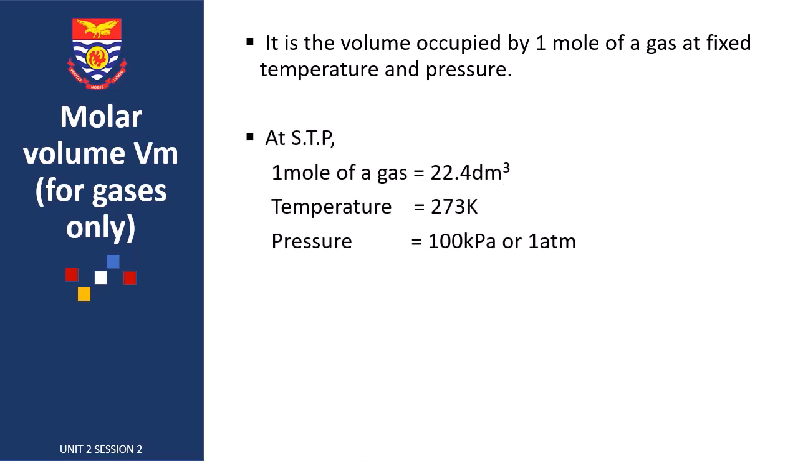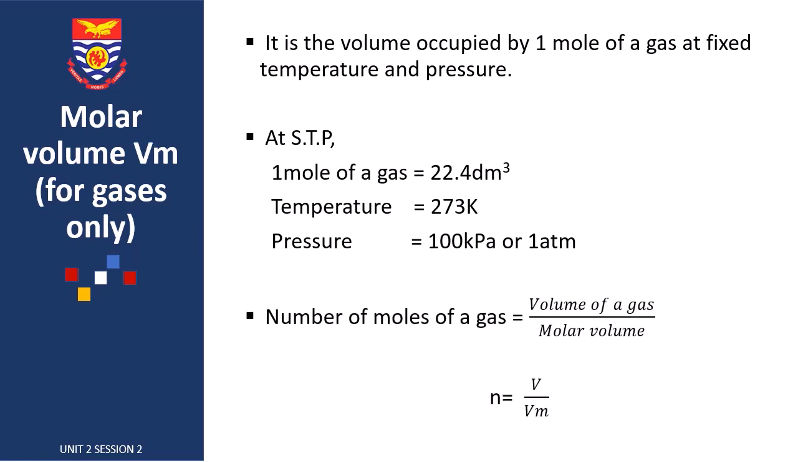At standard conditions of temperature and pressure, 1 mole of a gas would occupy approximately 22.4 cubic decimeters. It will occupy this at a temperature of 273 Kelvin and a pressure of 1 atmosphere or 100 kilopascal. So whenever we set these conditions, temperature of 273 Kelvin, pressure of 1 atmosphere, then 1 mole of every gas would occupy approximately 22.4 cubic decimeters.